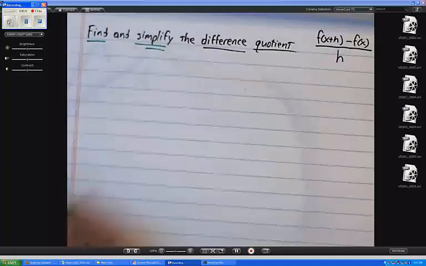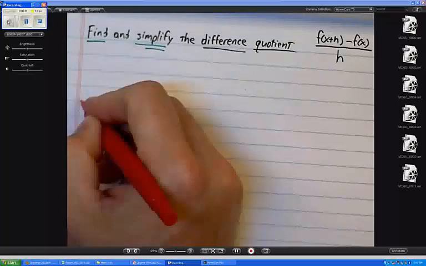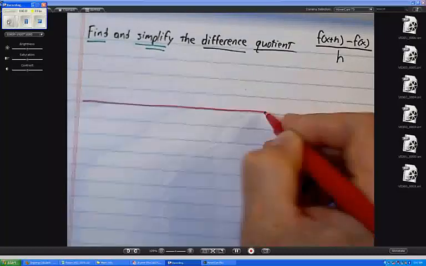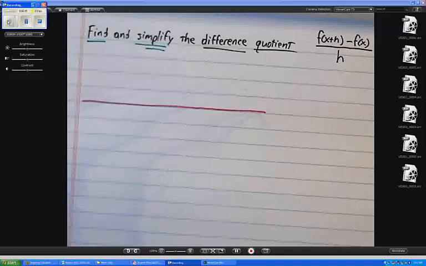There's kind of two steps here. So find it. What do they mean? What they mean is, we're going to write down the difference quotient. I'm going to put a nice big fraction bar, because these things get big and ugly. Okay? So try this. Write a nice big fraction bar. But we're going to use the particular function that they gave me.